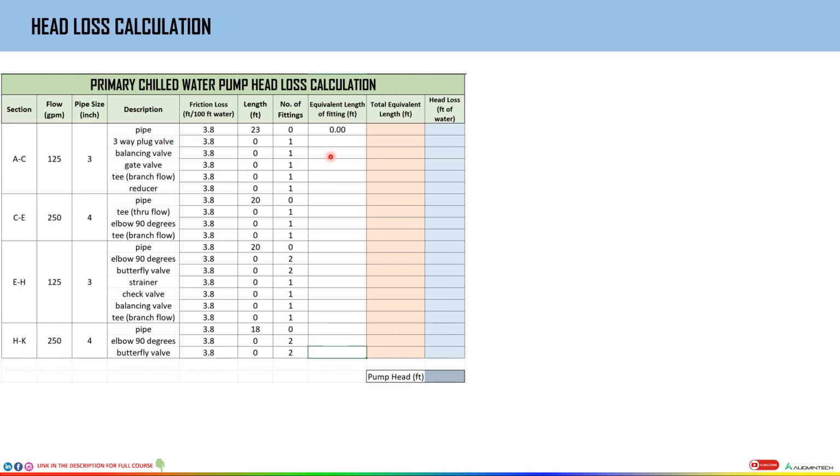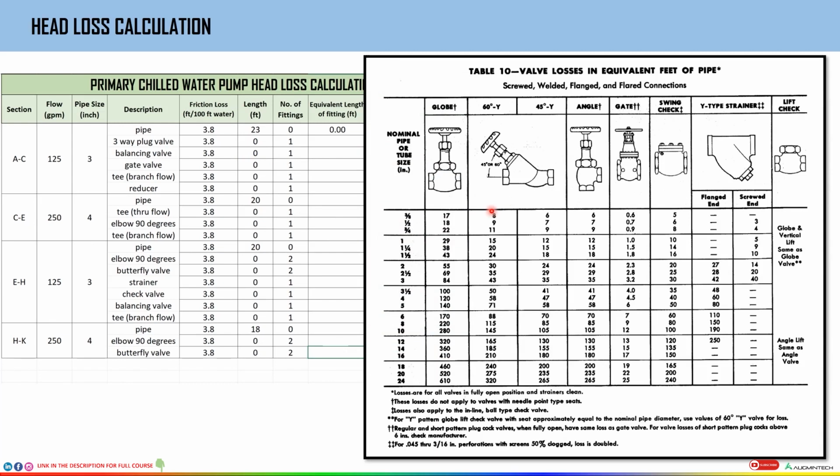So first of all, let's see this chart. Here we have the three-way plug valve. Over here we don't see anywhere the three-way plug valve values, so we'll just leave it as of now and check for other valves. Here we have the balancing valve. Do we have the balancing valve over here? Yeah, we do have it over here. So we'll select this row.